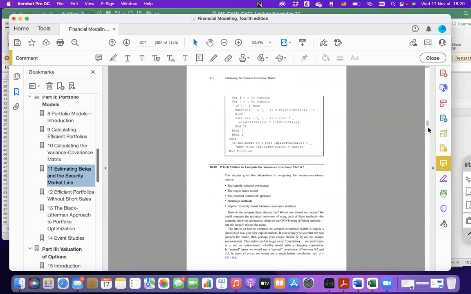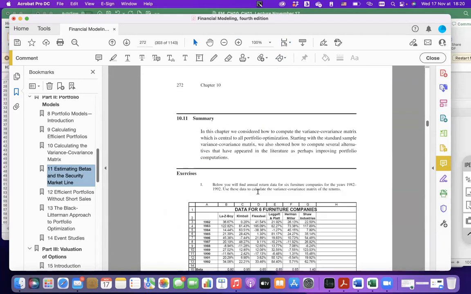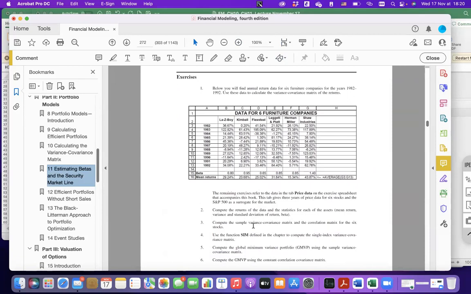Look at this 10. So compute the returns of the data and the statistics for each of the assets: mean return, variance, standard deviation of return. Okay. Forget about beta, leave it aside. Then compute the sample variance covariance matrix and the correlation matrix for the 6 stocks. Same thing for the correlation matrix, leave it. What is required from you now is to compute the returns of the data, right? Then for each of the assets, the mean return, the variance, the standard deviation, and then build the variance covariance matrix. Quickly.